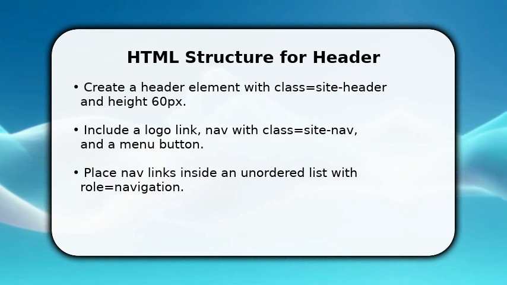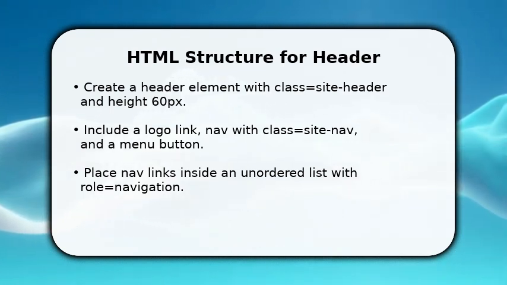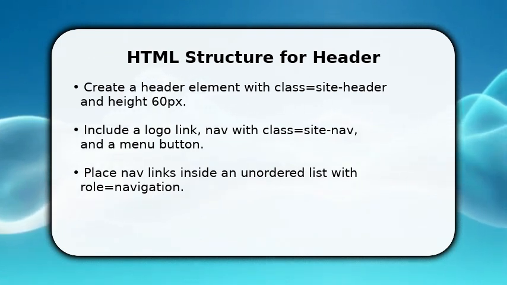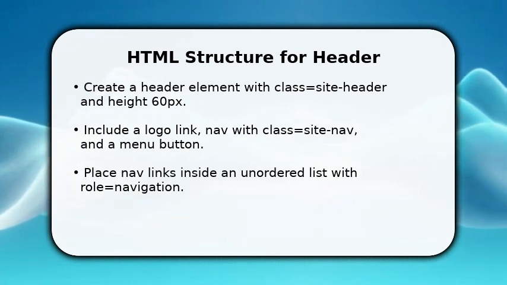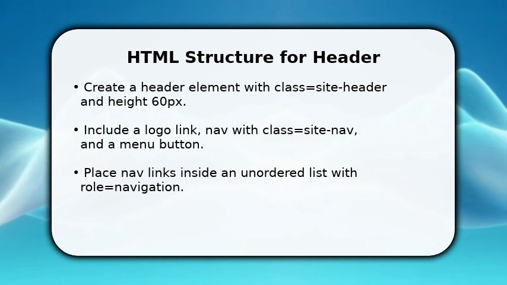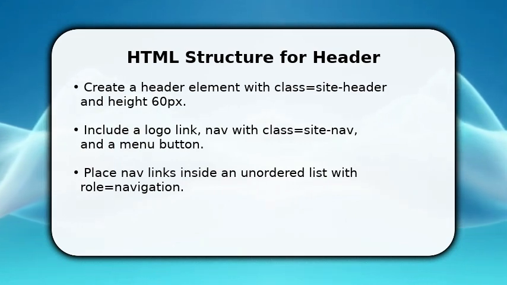Add a button with class equals menu toggle and aria-expanded equals false to control the mobile menu. Keep HTML concise and organized for easy styling and scripting. Apply base CSS by setting .site-header to display: flex for horizontal layout and align-items: center.